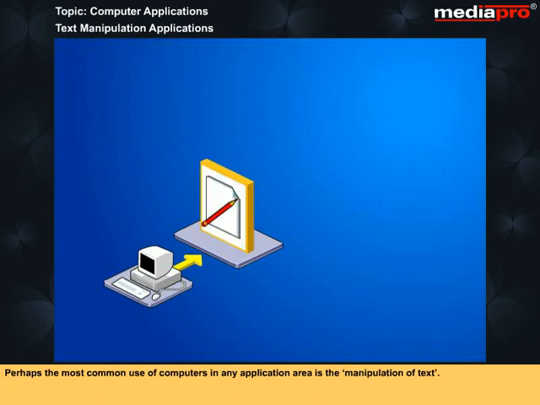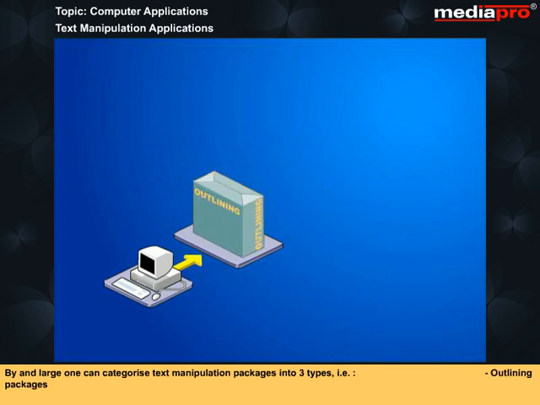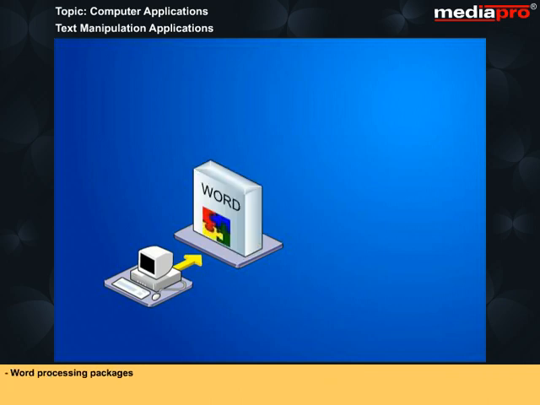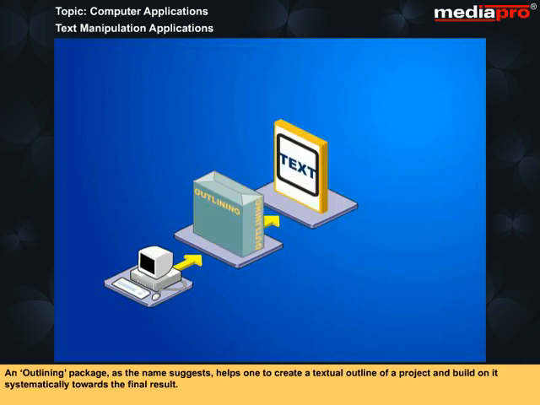Perhaps the most common use of computers in any application area is the manipulation of text. By and large, one can categorize text manipulation packages into three types, that is, outlining packages, word processing packages, or data communication packages. An outlining package, as the name suggests, helps one to create a textual outline of a project and build onto it systematically towards the final result.